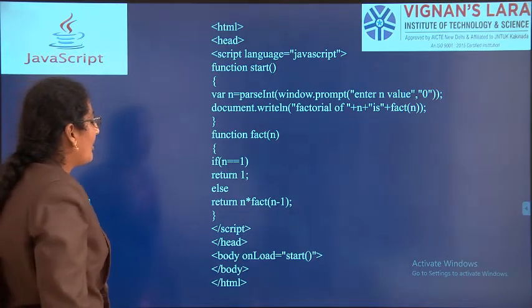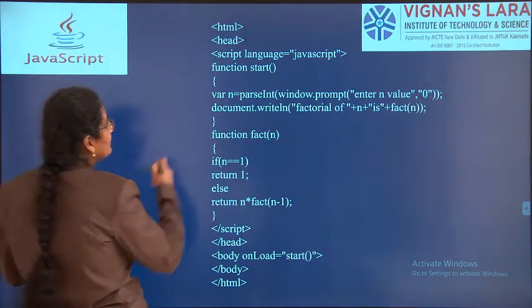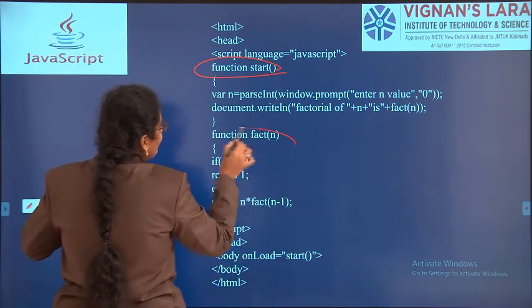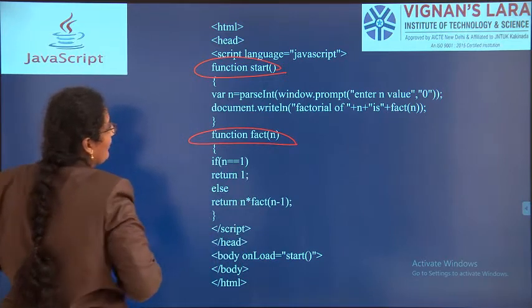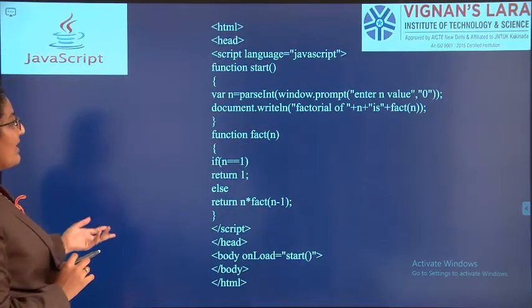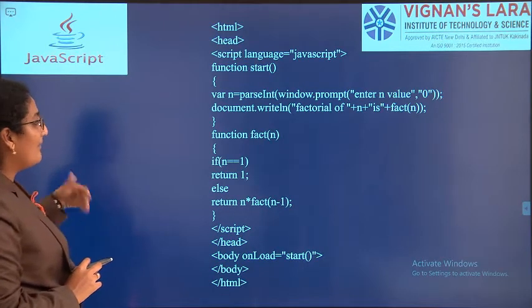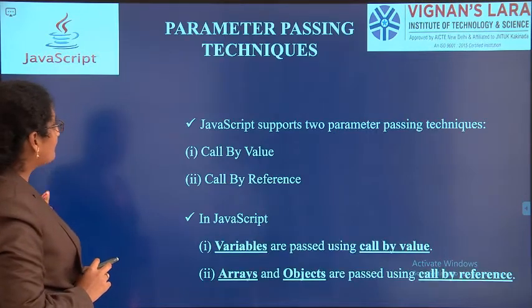You can implement the concept of nested functions. You can use the function start for starting the program. You can use the function fact for finding the factorial. It will give the same output. Both the programs are for finding the factorial of n numbers only, but written in a different way.